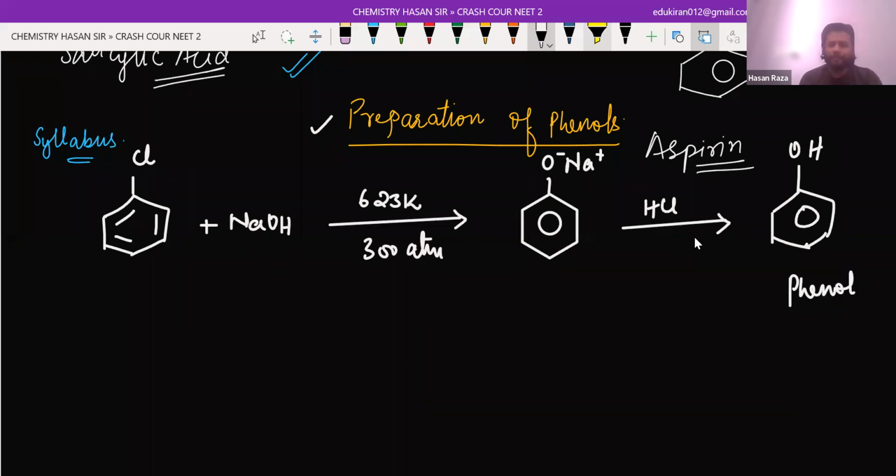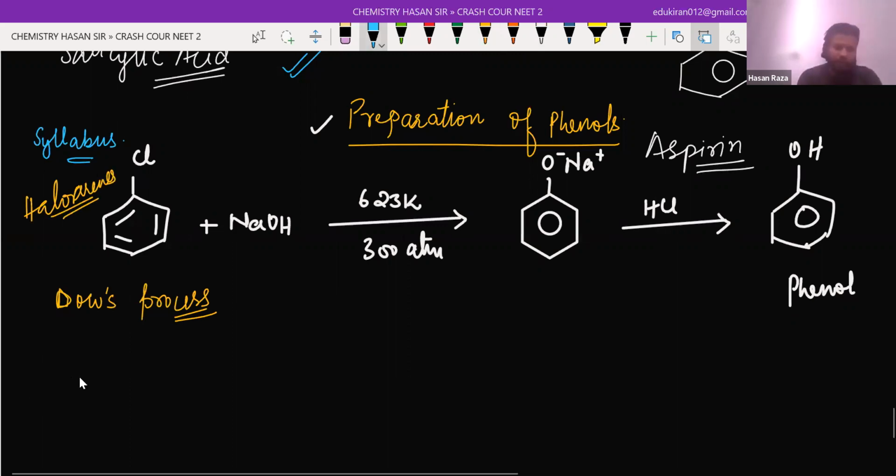This process has a name, Dow's process. This is the first method to prepare phenol from chlorobenzene. The second method is to prepare phenol from sulfonic acid, or benzene sulfonic acid. It's also very easy.